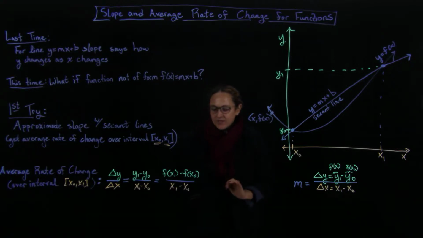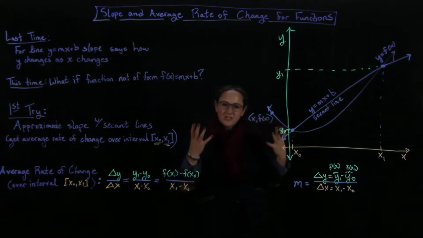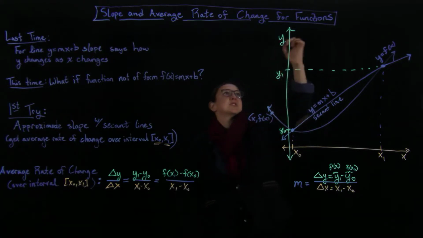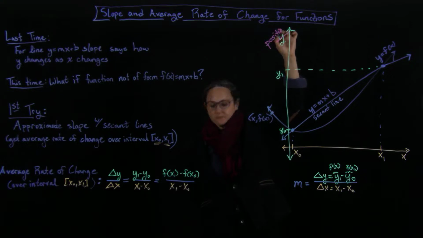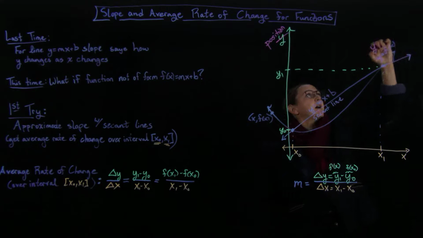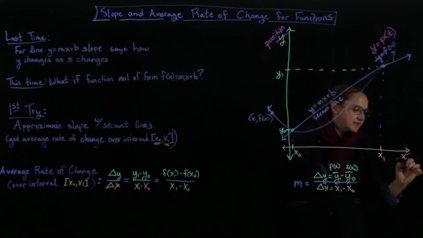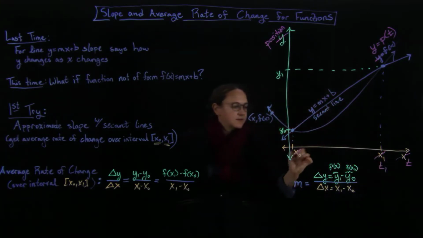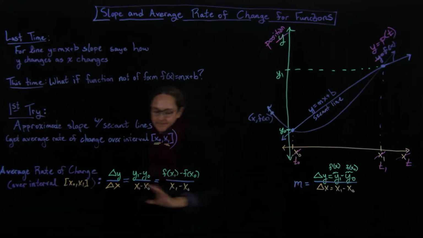Now I want to connect this up with a key example, because it's one that our brains understand so well. What if our function is a position function? What if instead we're looking at position, so y equals p of t? Then this is a t, this would be a t1, and this would be a t0. What's going to happen over here?